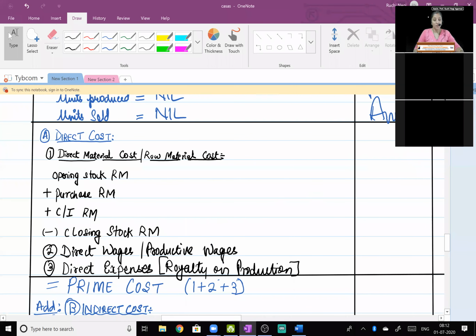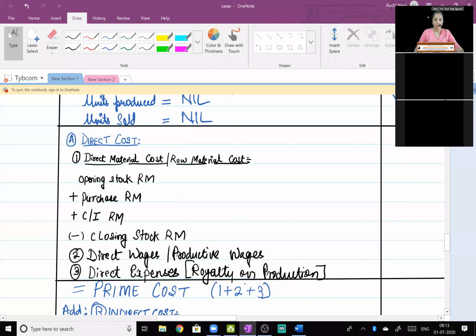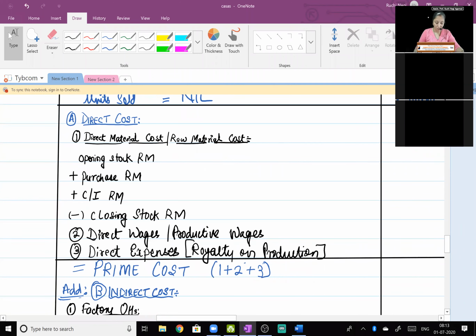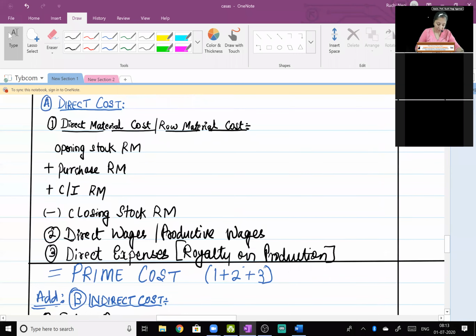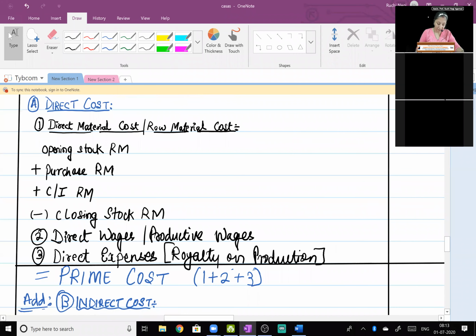Since it's the first question, I'll be writing the detailed cost sheet. I write all the items, whether given or not given, because it's the first one. Start with direct cost. In direct cost, first we have direct material cost or raw material cost. Write the formula. Opening stock of raw material, purchase of raw material, add carriage inward, less closing stock of raw material.